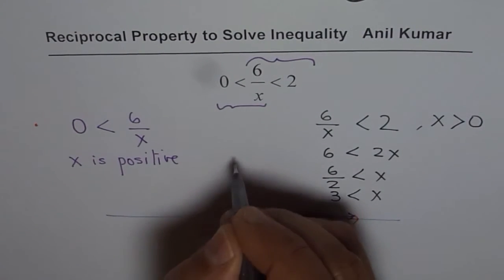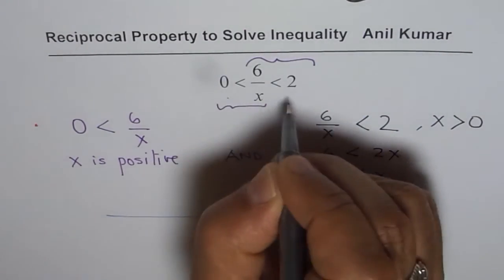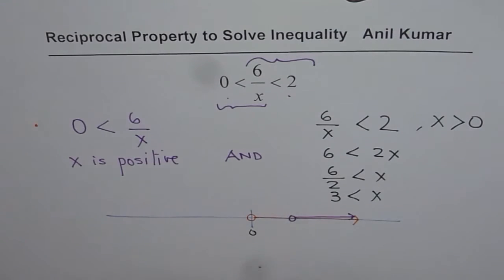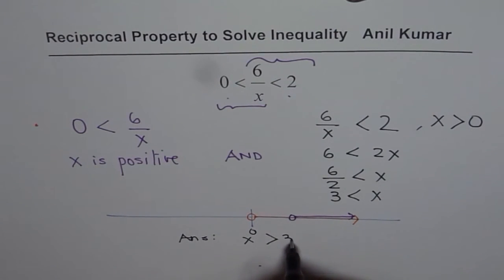The condition between the two is "and", right? So both should be true, this part and that part. Combining the two, we get our solution, and therefore the answer is that x is greater than 3. So that is how you can solve such inequalities.